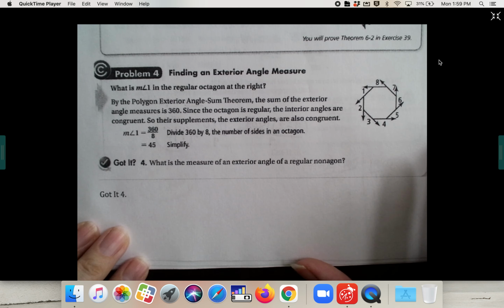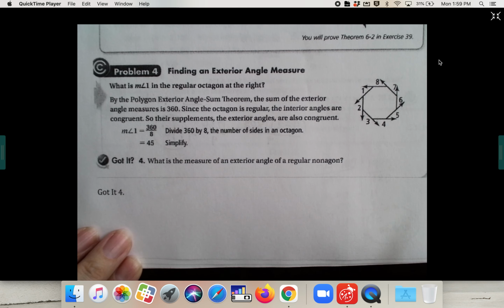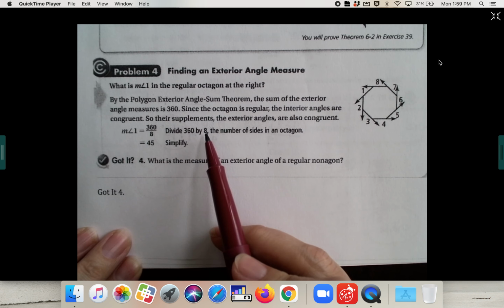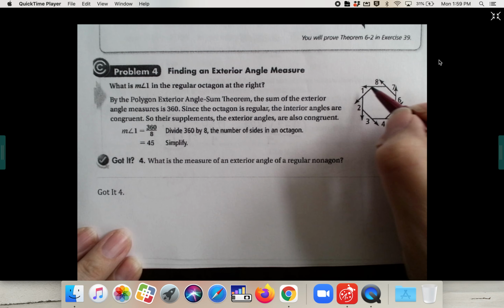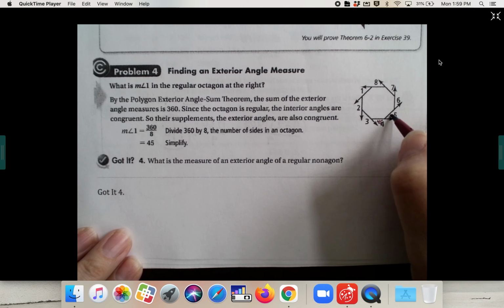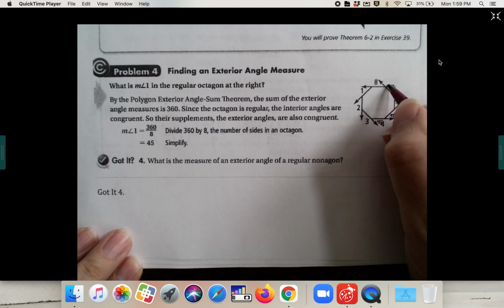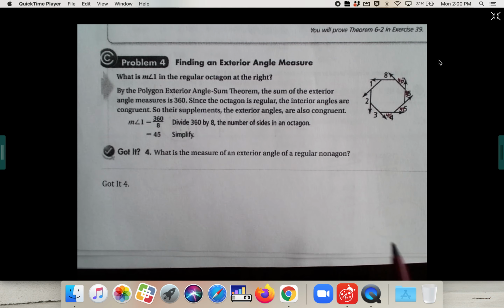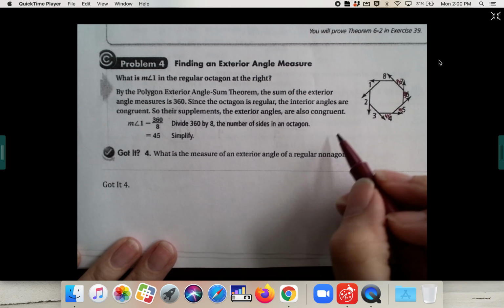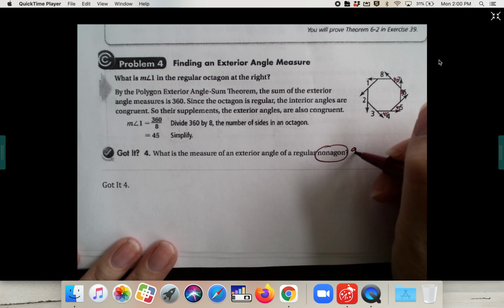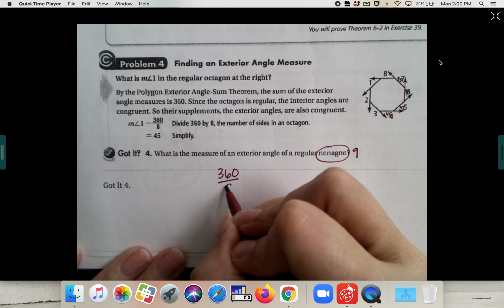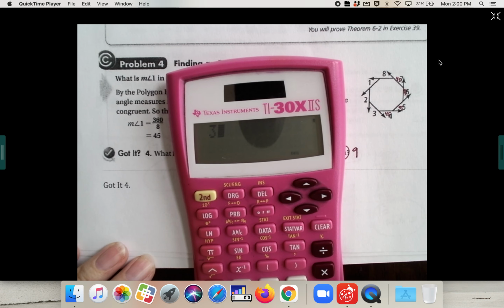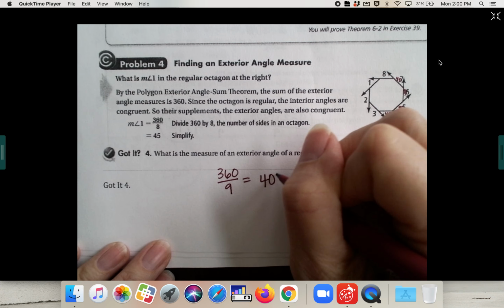So let's take a look at problem 4, finding an exterior angle measure. If we know that it's an octagon and it has 8 sides, you're just taking 360 divided by 8, which is 45. So that means every single one of these would measure 45 degrees. Okay, so what is the measure of an exterior angle of a nonagon? Nonagon, again, is a 9-sided shape. So we would just take 360 and divide by 9, which is 40 degrees on each exterior angle.